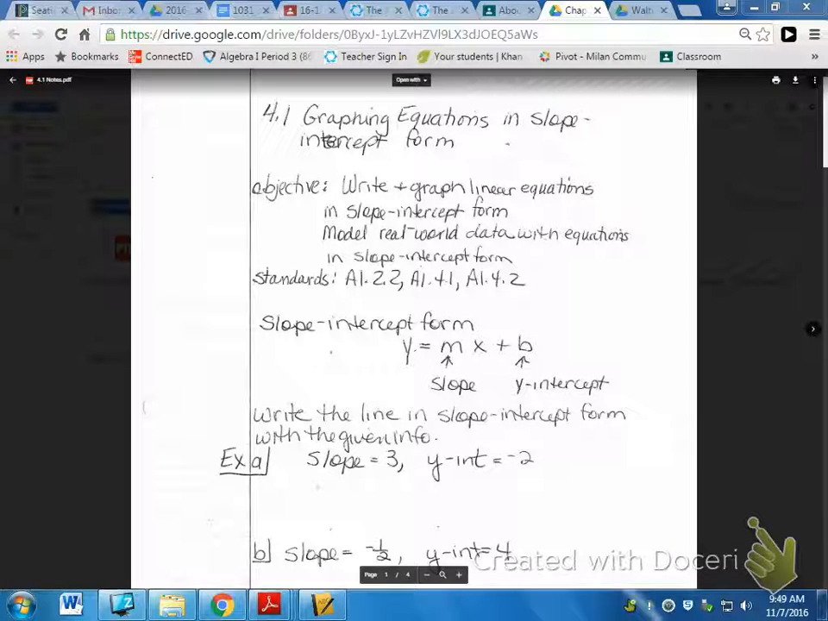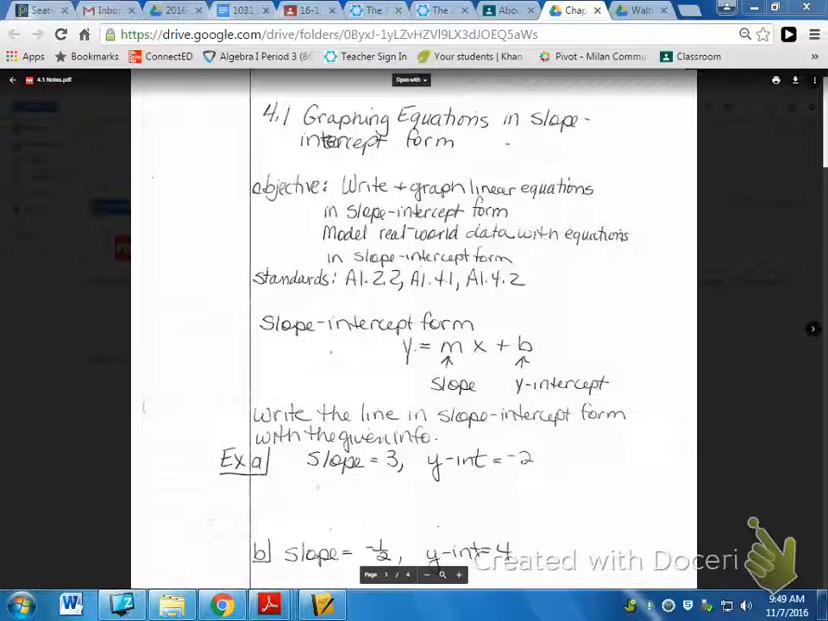Lesson 4.1, Graphing Equations in Slope-Intercept Form. Our objective today is to write and graph linear equations in slope-intercept form and model real-world data with equations in slope-intercept form. Our standards from Algebra 1 are 2.2, 4.1, and 4.2.